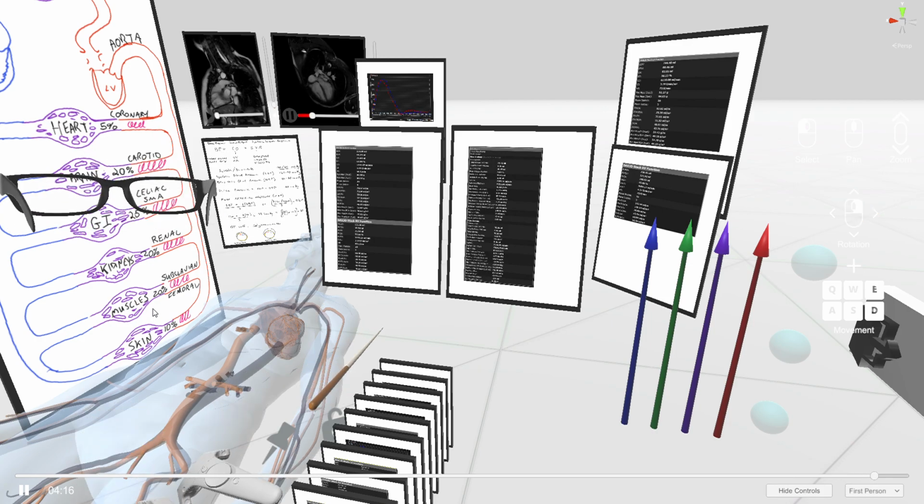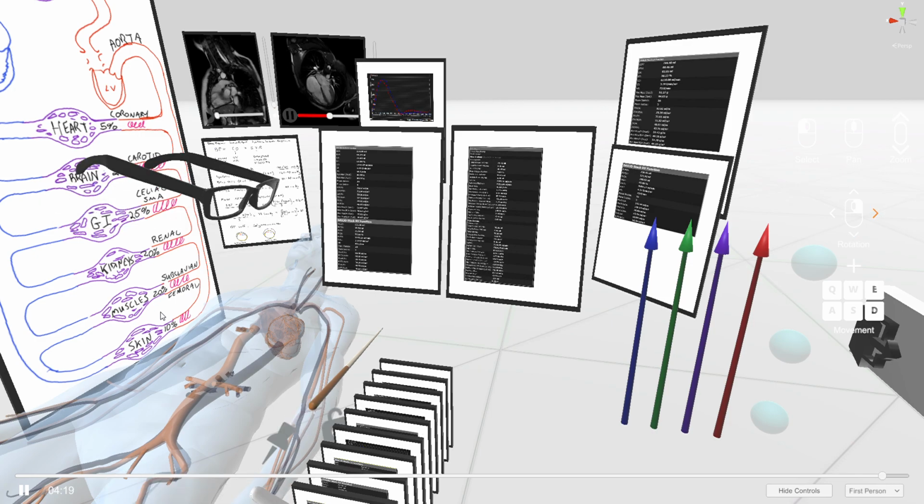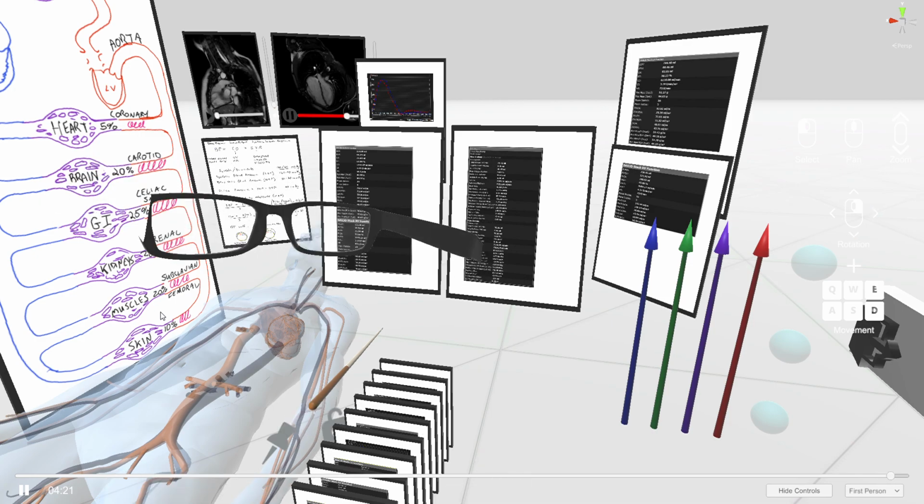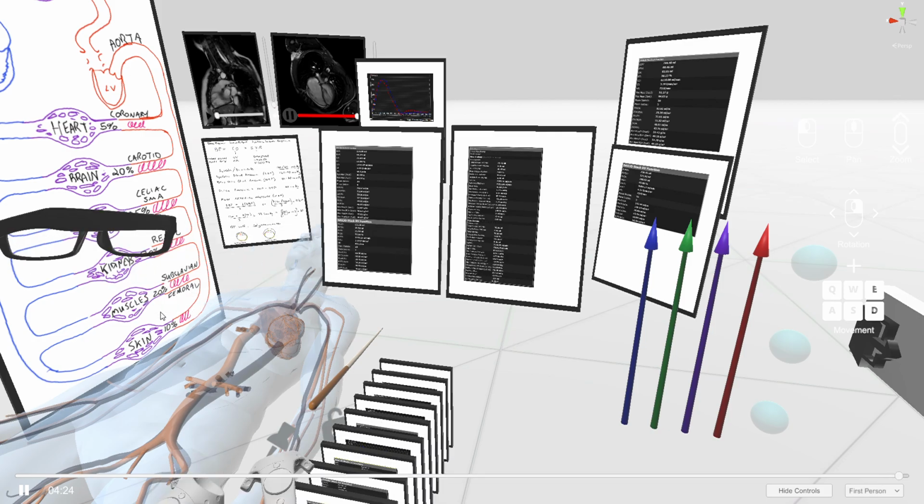So next section, we're going to be discussing blood pressure and the resistance that occurs in the vessels.